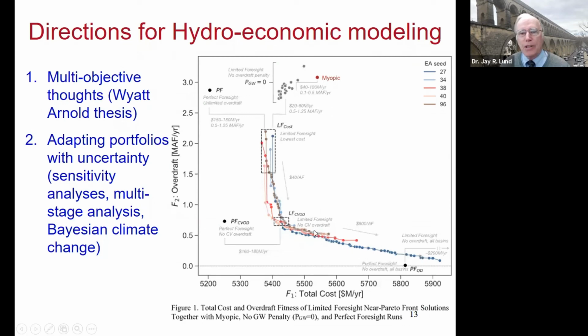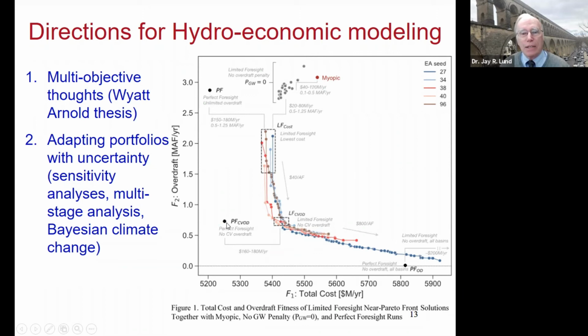Each of these is a whole bunch of thousands of model runs that were done to look at the trade-off between economic benefits and ending groundwater overdraft in the state of California. So you can see where we're a very myopic operation that doesn't really care about the future, there's quite a lot of overdraft and quite a lot of cost. And if you optimize from that perfectly, without considering overdraft, you end up with this perfect foresight result.